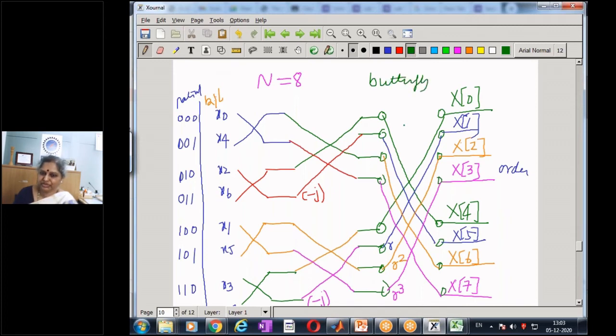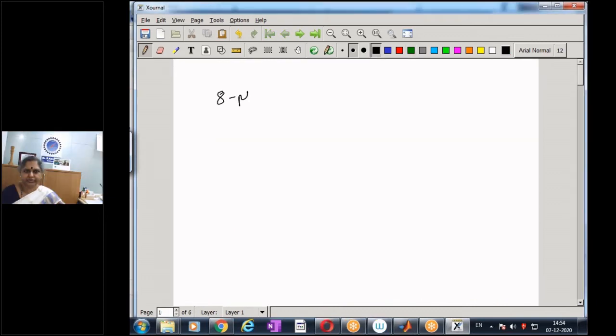This is only for the 8-point decimation in time FFT algorithm. Having seen examples in the 4-point case, let us first draw the signal flow graph and take up a specific example for an 8-point DFT. So let's attempt to draw the signal flow graph for the 8-point DIT FFT algorithm.